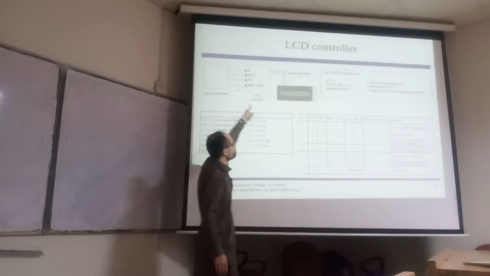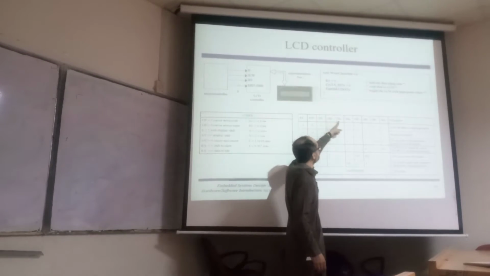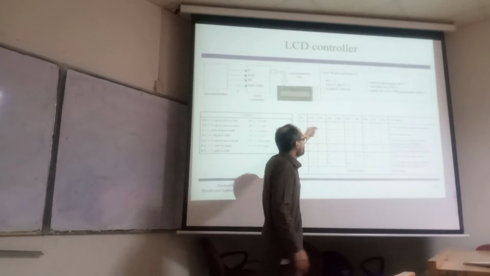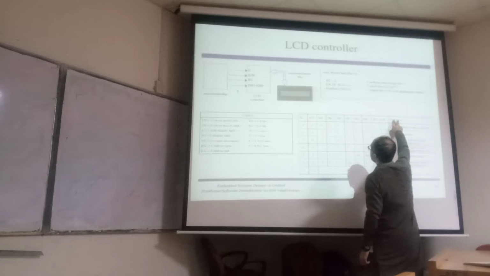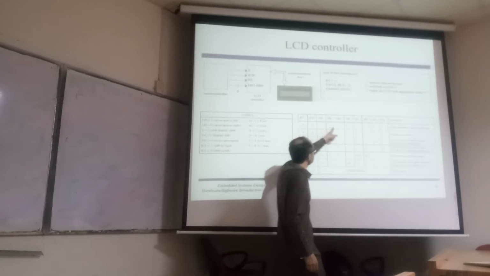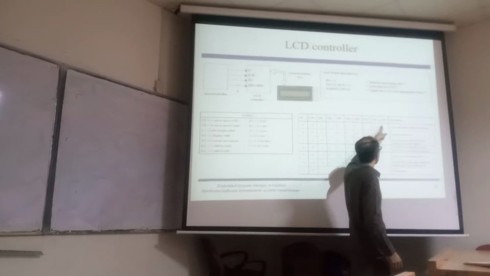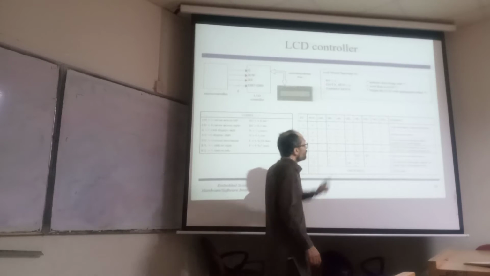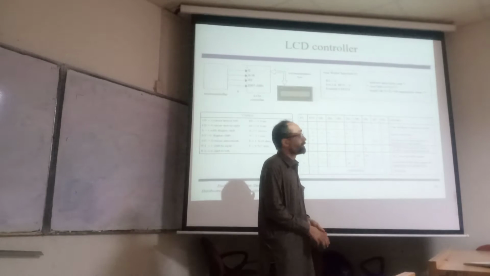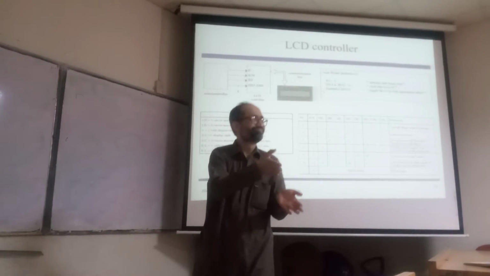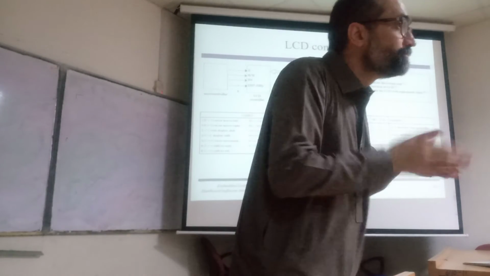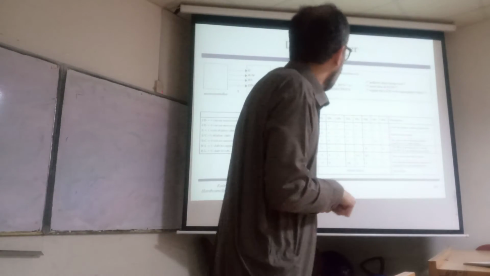RW is there, DB7, DB6, DB5, 4, 3, 2, 1 and 0, this is an 8-bit signal. And now this is the description. So if you send a command 0 0 0 0 0 0 0 0 0 1, what's the description? Clear all display and return cursor home. Clear all display. It will clear the whole LCD. ठीक है सर। Okay.